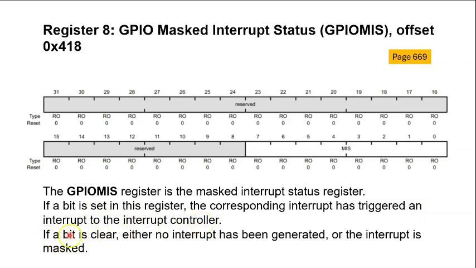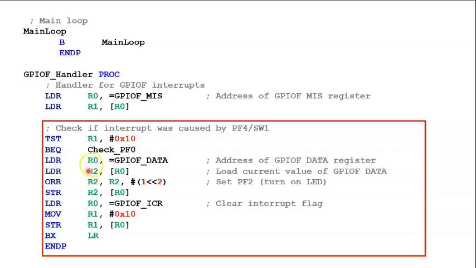If a bit is cleared, then the bit is 0. Either no interrupt has been generated or the interrupt is masked. And this is the interrupt service routine that checks if the interrupt was caused by the switch SW1 or PF4, that is port F bit 4, because SW1, the switch, is connected to PF4.